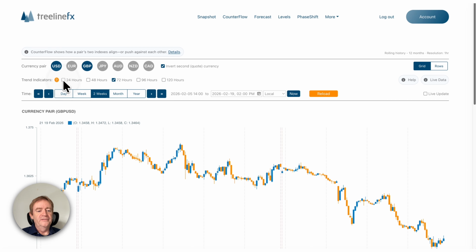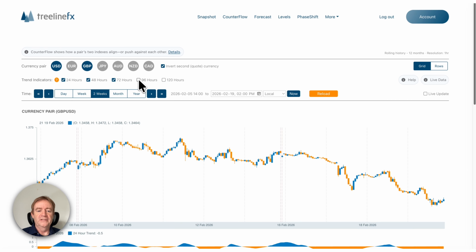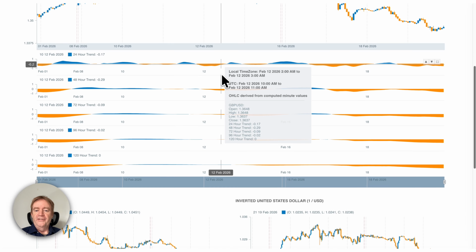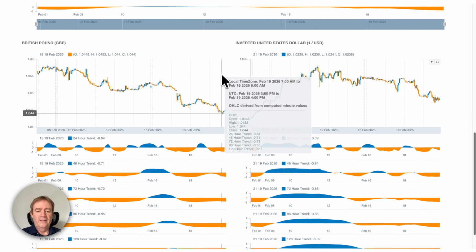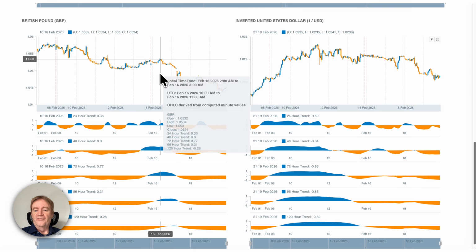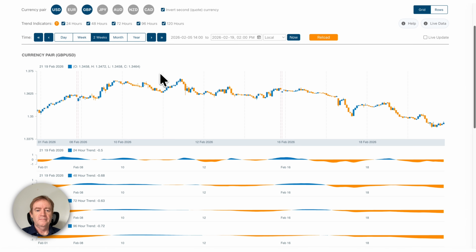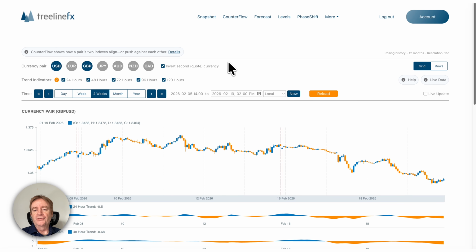So we have this indicator for 24 hours, 48 hours, 96 hours, and 120. And you can choose which one you're interested in. And this is all available on our API. So that's the first tool that makes use of our currency indexes.